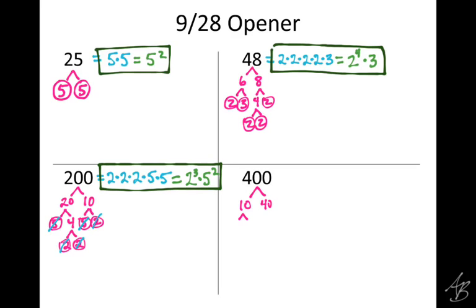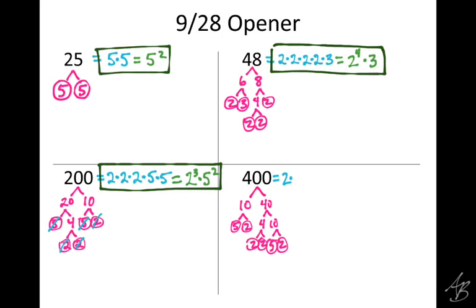And then the 10, anybody? 5 times 2, 40. 4 and 10, or you could do 5 and 8 if you want, or you could do 2 times 20 if you want. All right, 4 is going to be what? 2 and 2 and the 10? 5 and 2. Okay. So how about standard form? Who can tell me what that's going to be?